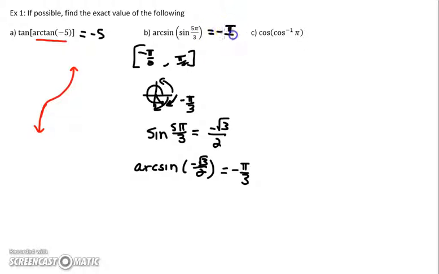So in this one, they don't just directly cancel each other out, but we can use the coterminal angle and then kind of cancel them out. So negative pi over 3 is going to be our answer there.